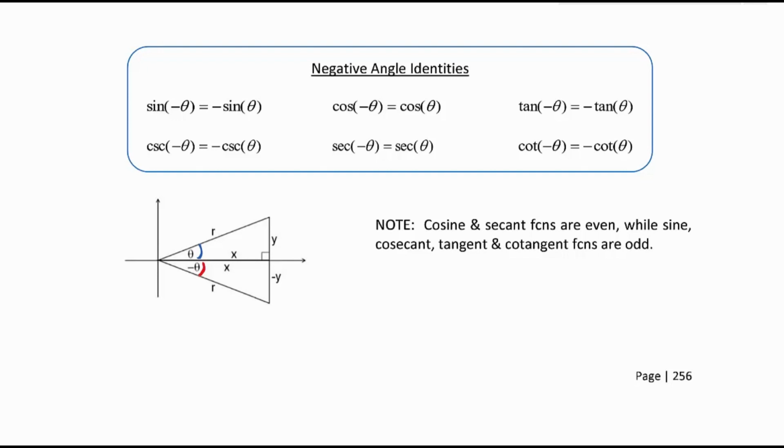Now tangent, again, I use my diagram. Tangent I know is y over x. And in the first triangle, y over x is positive, but in our second triangle, in the fourth quadrant, y over x is negative. So that leads us to the conclusion that tangent of negative theta is going to be negative tangent of theta, because in the first quadrant we got a positive, and in the fourth quadrant we got a negative. And then cotangent is simply the reciprocal of tangent, so it's going to follow the same rule.